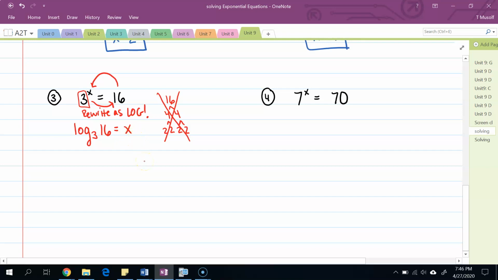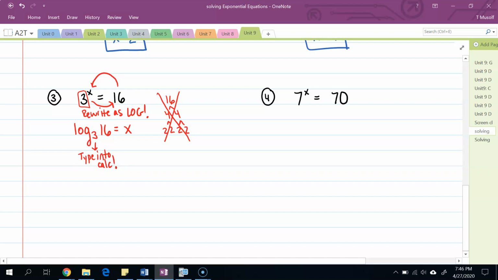I just usually want to get the decimal here because a lot of people wouldn't know what log base 3 of 16 is off the top of their head. And we like to have at least an approximation there. So what I'm going to do is type this into my calculator. And you might remember doing this previously.